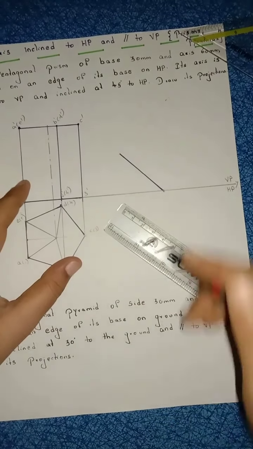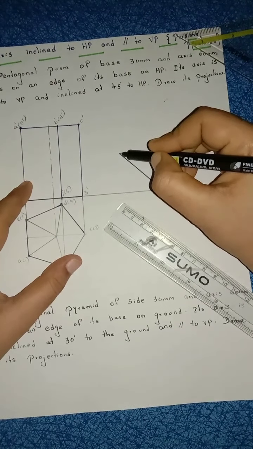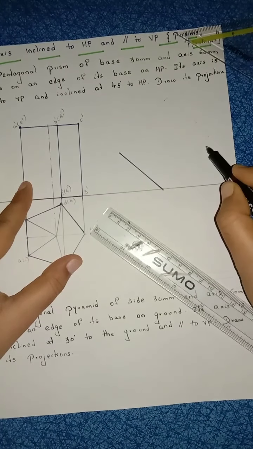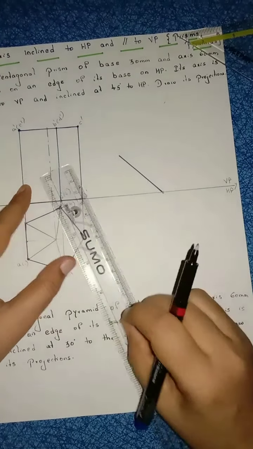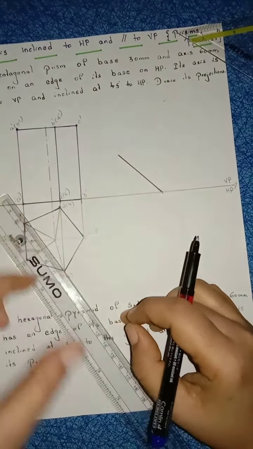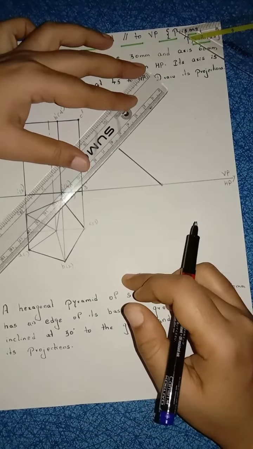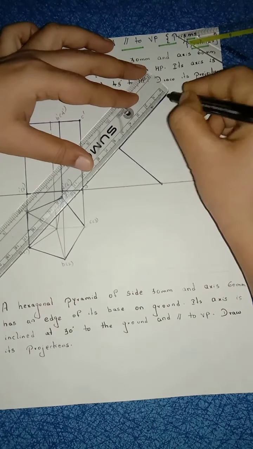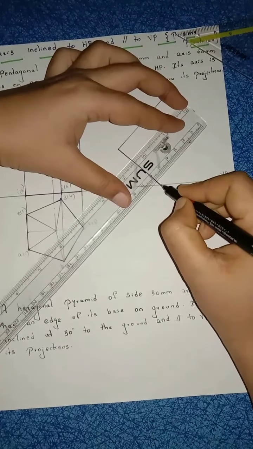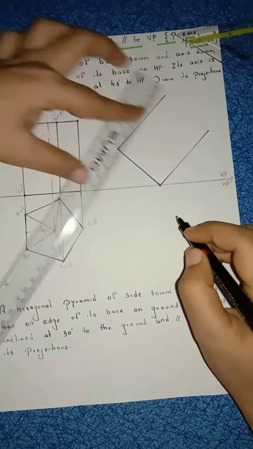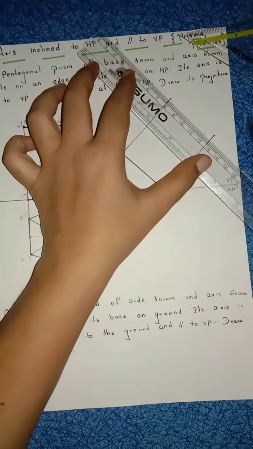Then next, I am placing my protractor here. I am marking 90 degrees. I am placing my protractor here. I am marking 90 degrees. How much is this length? Axis height. Axis height is how much? 60 mm. So I am drawing 60 mm here. Right, again from this point I am drawing 60 mm. Right, and I am joining this one.